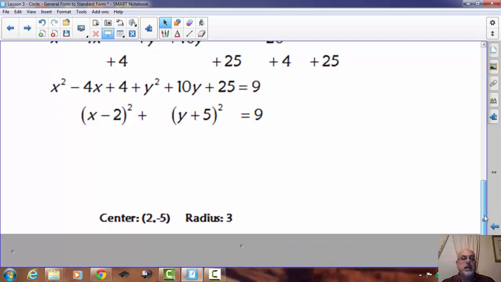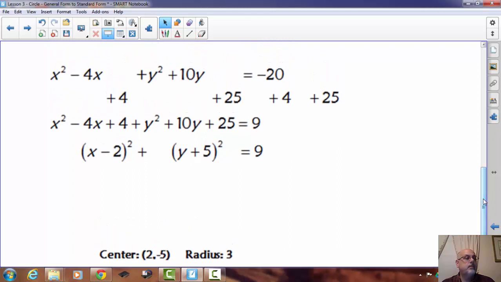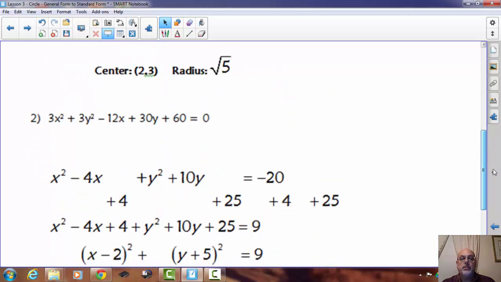So go over the screencast again if you need to. This is a pretty procedural process, so review it if you need to. We'll go over the problems in class.